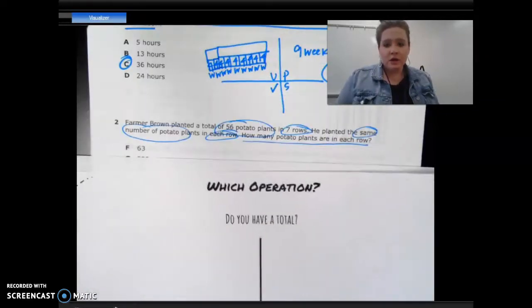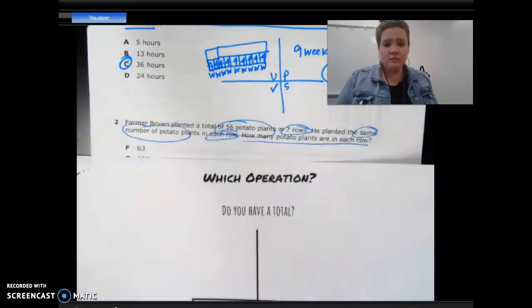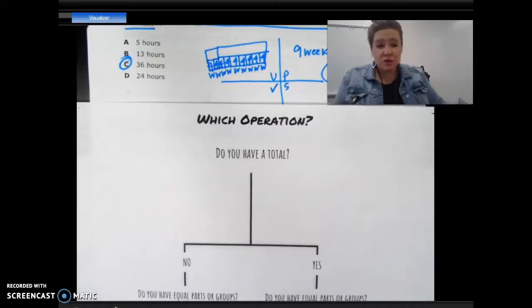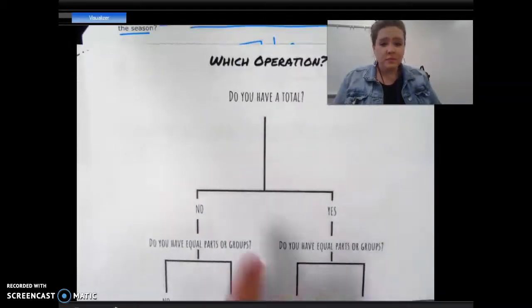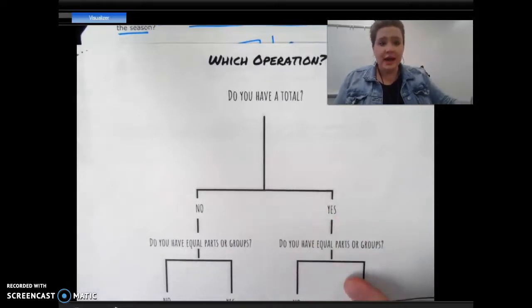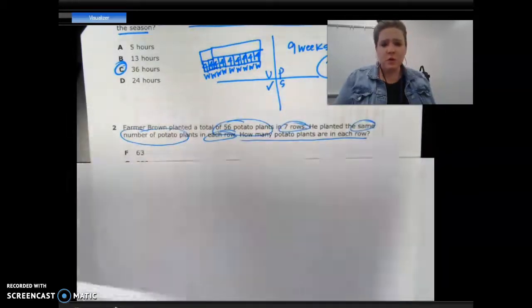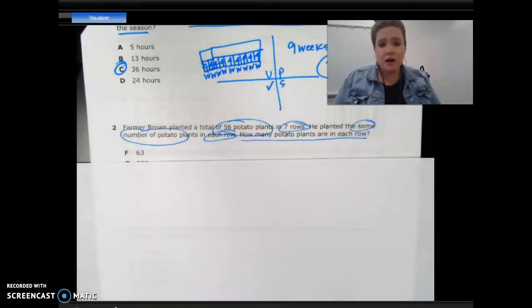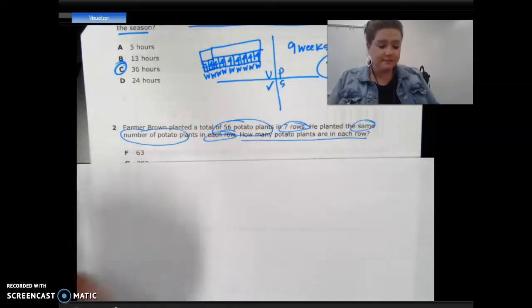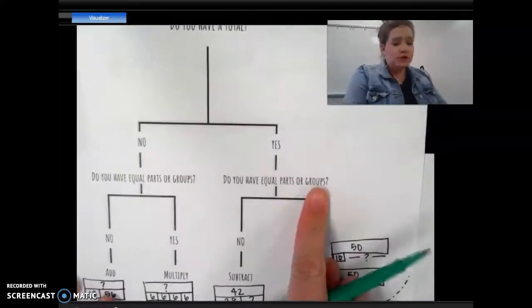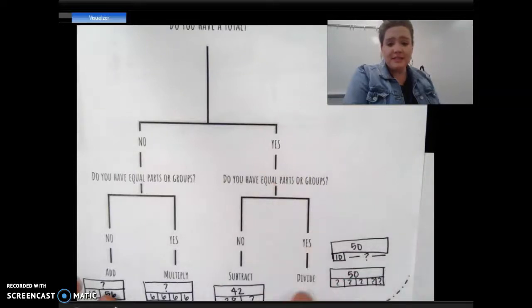Okay, so he planted a total of 56 potato plants. Do you have a total? Yes, you do. It just told you what your total was, okay? That's a yes. Do you have equal parts or groups? Well, could one of these in our problem be equal parts or groups? Yeah, my 7 rows would be my equal parts or groups. So I do have equal parts or groups, yes. So we are dividing. Okay.